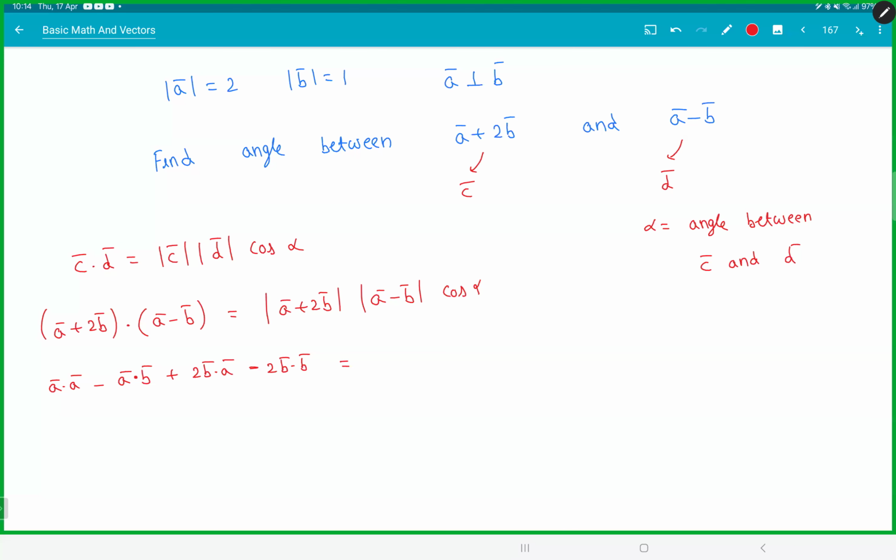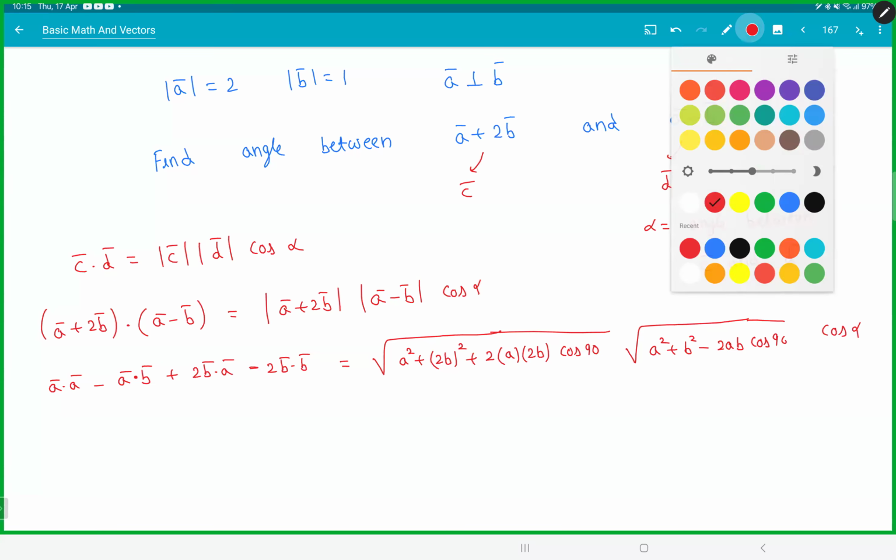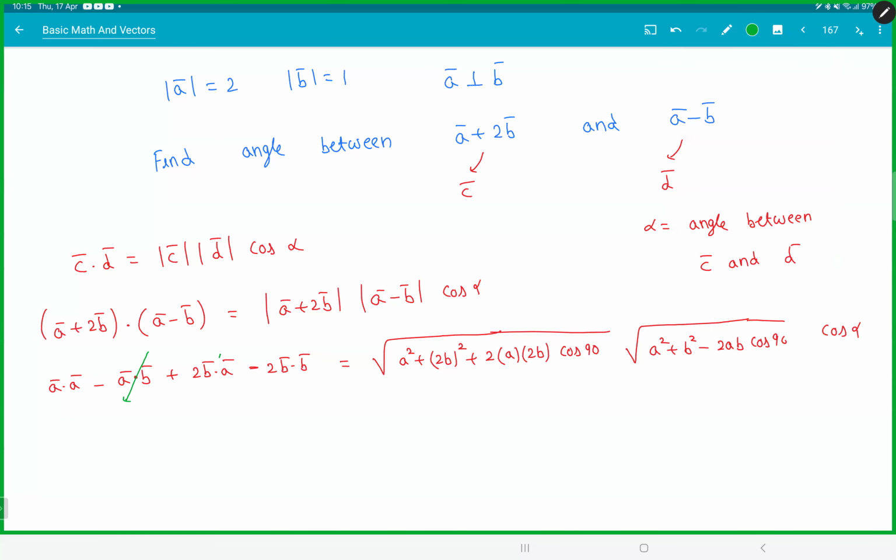What is mod a plus 2b? This is the parallelogram law of vectors, isn't it? Mod of a plus b is root over a square plus b square plus 2ab cos theta. So mod of a plus 2b is root over a square plus 2b whole square plus 2 into a into 2b into cos 90, since the angle between them is 90. Mod of a minus b is root over a square plus b square minus 2ab cos 90, cos alpha. Since the vectors are perpendicular, a dot b is 0. Why? A is perpendicular to b.